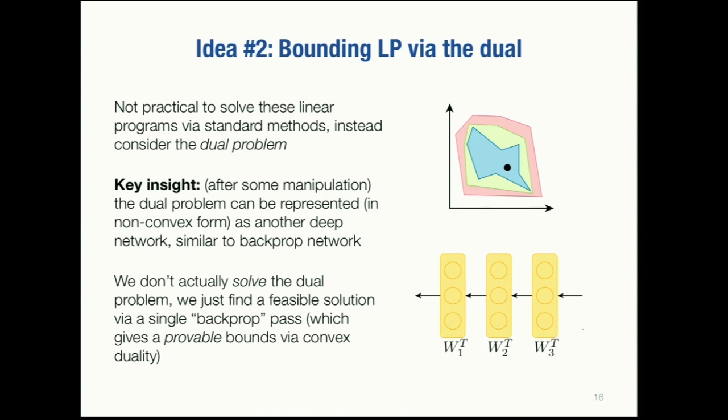So if the original network was going forward, the dual LP looks a lot like the backward pass. That's not that surprising because you can derive backpropagation from duality, but it was surprising that it worked when you have this extra degree of freedom involving violating the ReLU constraint a little bit. To be clear, we don't actually solve the dual problem. What we're doing is finding a single feasible solution of the dual problem, which is quite easy to do by the form of the dual. It's just a single backward pass through the network. This lets us compute a feasible solution to the dual, which gives us a provable upper or lower bound on the actual LP solution.